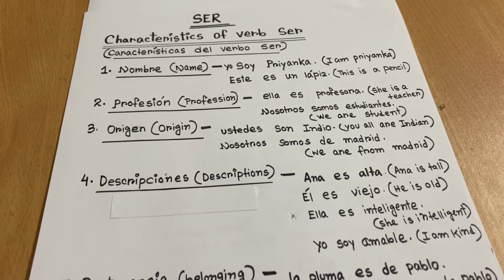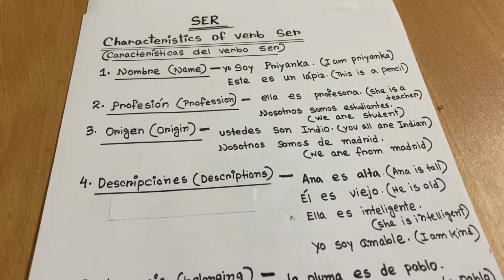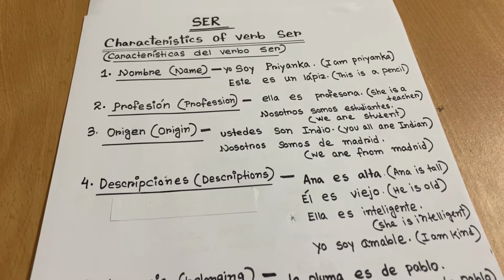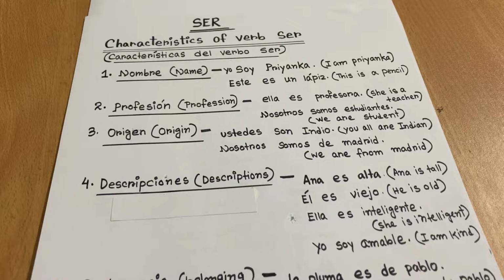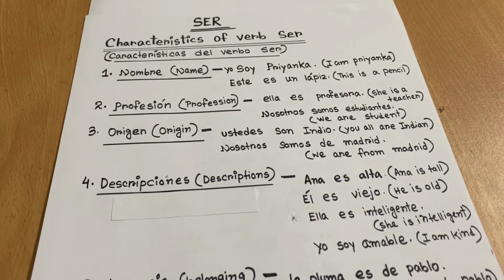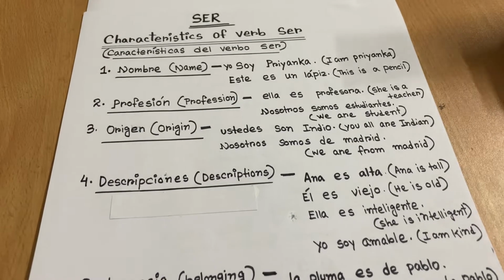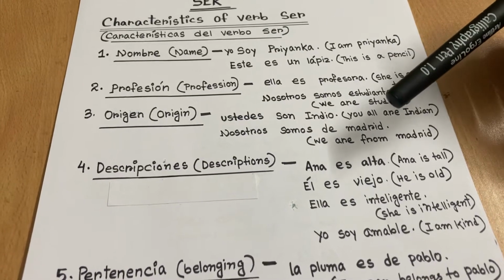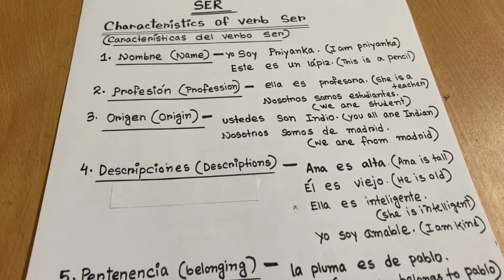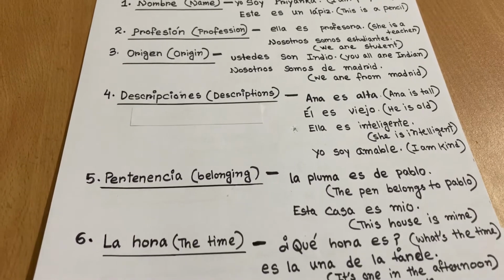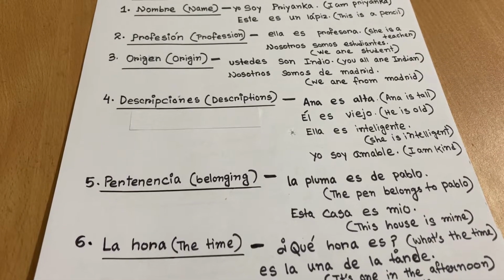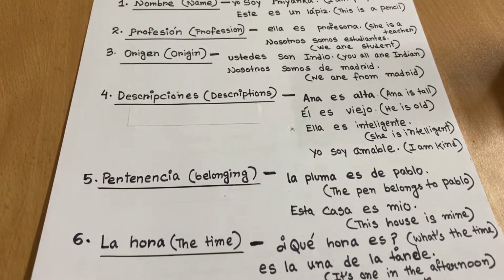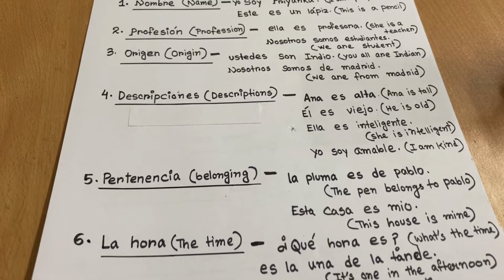Next, origen, or in English, origin. Origin means where you are from, your nationality. When you talk about it, then you have to take the ser verb. For example, ustedes son indios, nosotros somos de Madrid. Where are you from? ¿De dónde eres? That is the question.